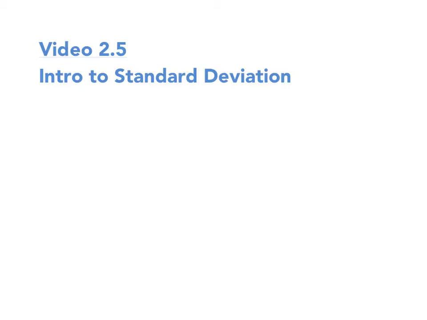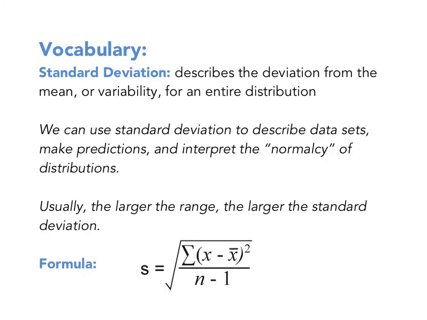Yesterday we worked on deviations from the mean, and now we are going to see how we can apply those deviations to describe the entire distribution as a whole. So some vocabulary you need to get down first. What is standard deviation? Standard deviation describes the deviation from the mean, or variability, for an entire distribution. So yesterday we looked at individual data points and their deviation from the mean. Today we're going to show how we can show that for an entire distribution.